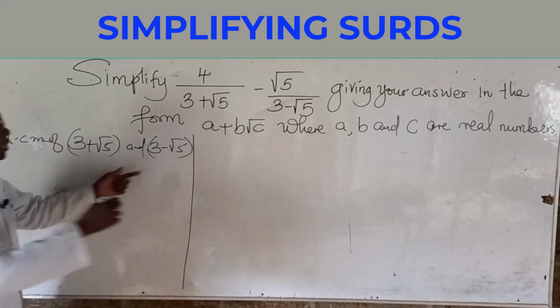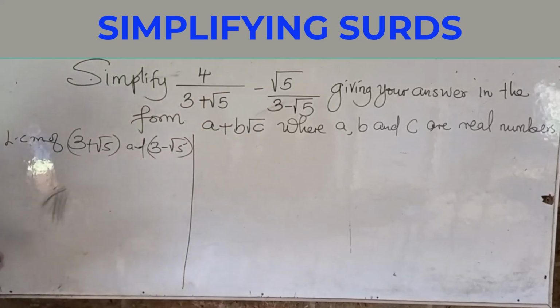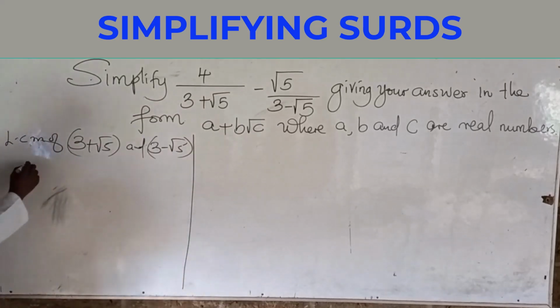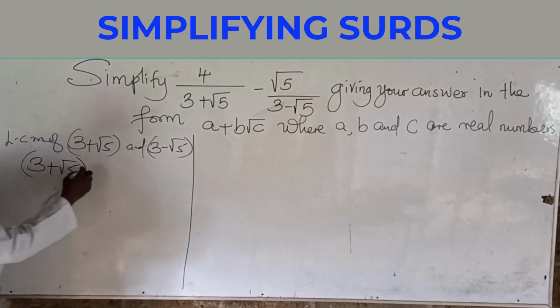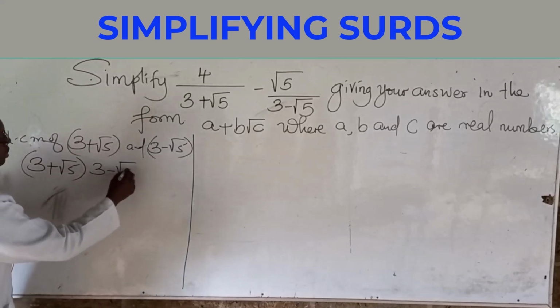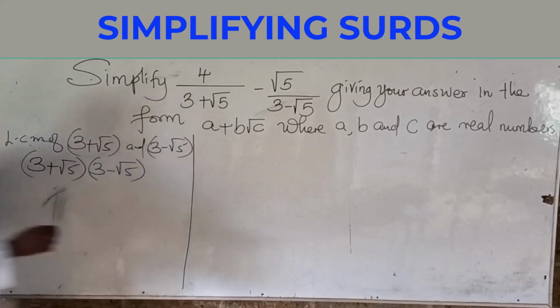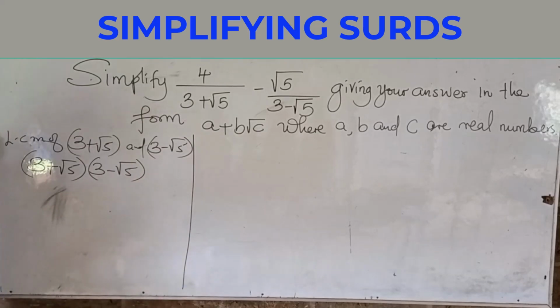We get the LCM of these two, and the LCM of the two of them will be the product of the two, that is 3 plus root of 5 multiplied by 3 minus root of 5. So this is the least common multiple of the denominators.